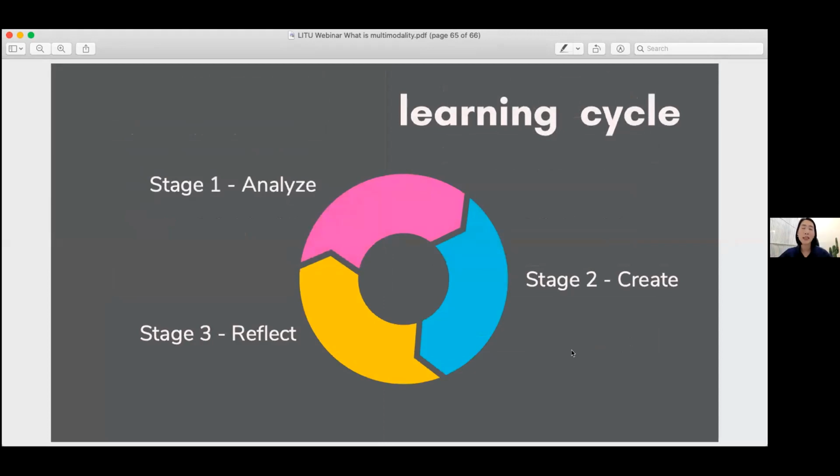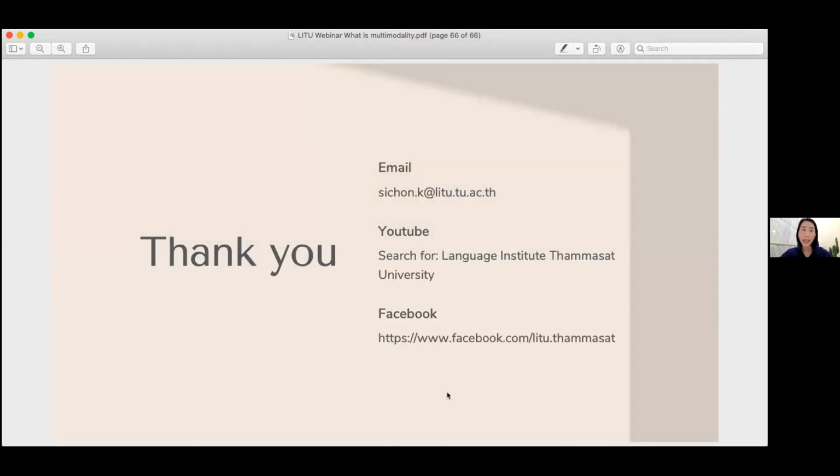Right, so this completes the learning cycle. We have stage one, which is analyze, and then we create, and then we reflect. So everything comes full circle, and hopefully at the end of this cycle, they will be more aware of the multimodality that surrounds them in their everyday life, and maybe be more mindful about composing something from now on. All right. And actually, that's pretty much it for my talk.